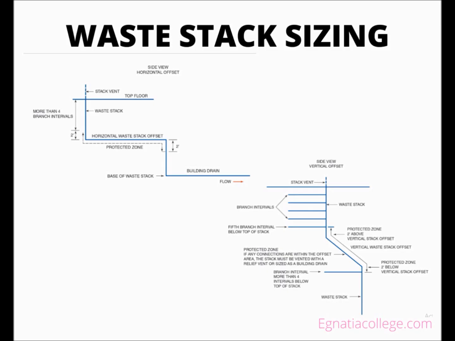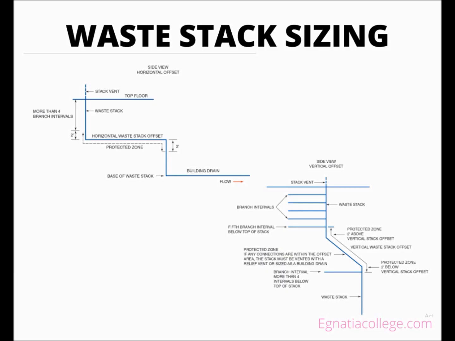A vertical offset in a waste stack is considered to be 45 degrees or less from true vertical. A relief vent is not required on a vertical offset unless there are more than 4 branch intervals above the offset area. If a relief vent is required, the upper and lower portions of the offset area must be vented separately, and the relief vent for the lower portion is connected to the vent stack. The stack vent vents the upper portion of the offset waste stack.